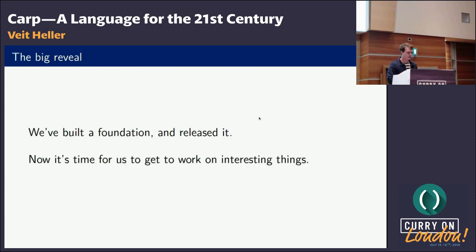All right. So what we have done then is we built a foundation instead of having the tools yet. We built a foundation which is version 0.3. We released it, and what we now have to do is work on things like tooling and libraries, and generally more interesting stuff than working on a compiler. Compilers are fun to work on, don't get me wrong, but they're only a small part of the story.